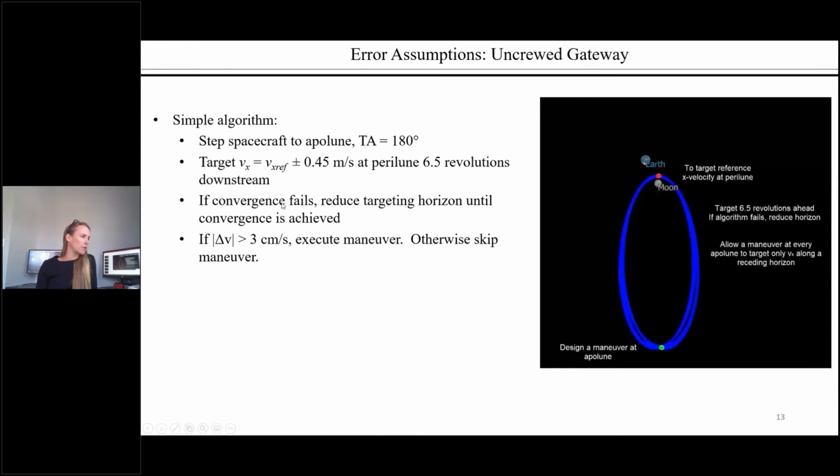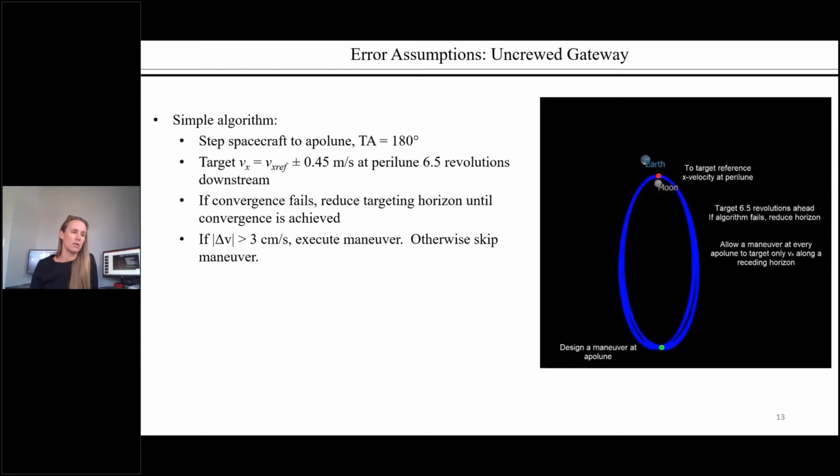I think I've said everything that's here. So if a convergence fails, we can reduce the targeting horizon. And if the targeted value is greater than a minimum maneuver threshold, then we execute the maneuver. What actual threshold you choose might vary based on what kind of errors are acting on your spacecraft.